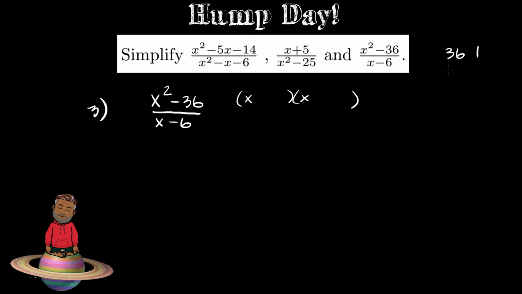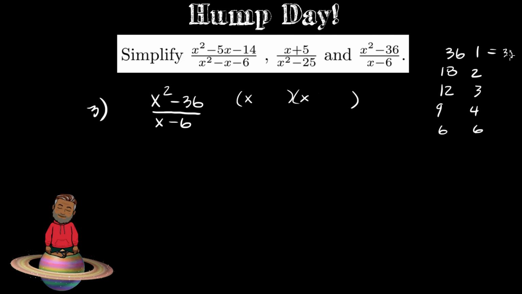We have 36 and 1. Oh, let's go back, skipped one. 36 and 1, 18 and 2, 12 and 3, 9 and 4, and 6 times 6. So those are all the factorizations for 36 right there. And then you'll notice that it's a minus, so we're going to subtract all of these.